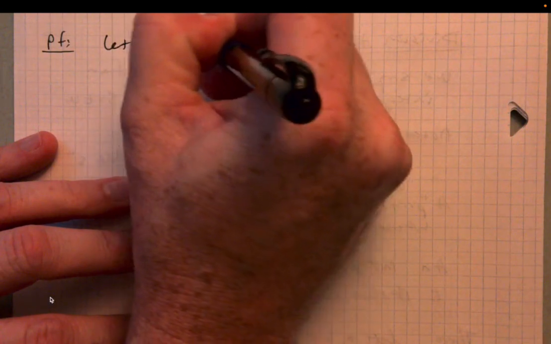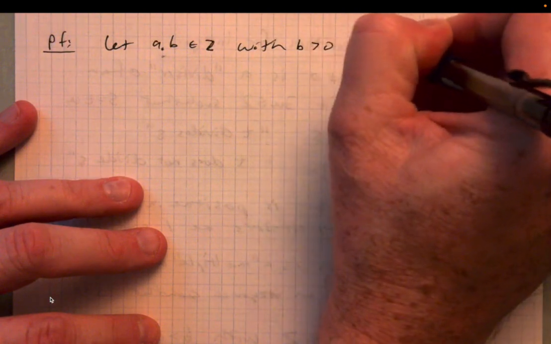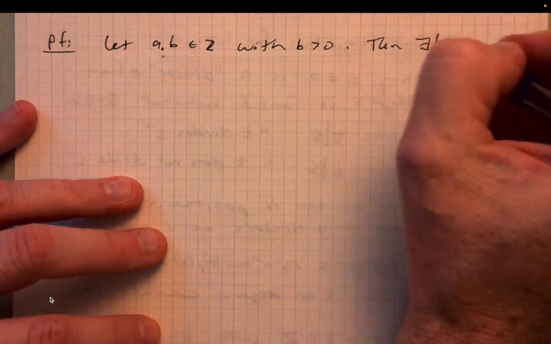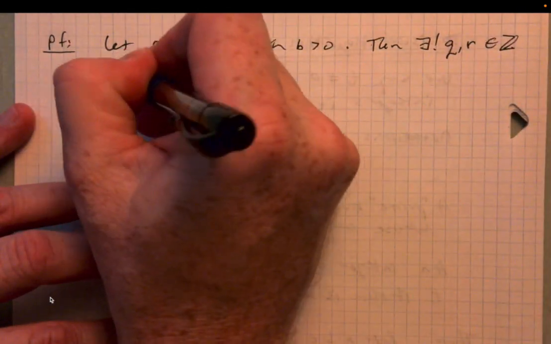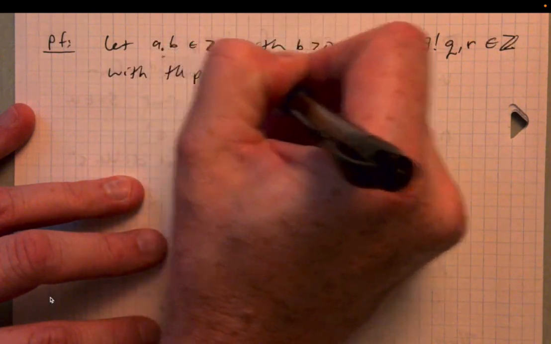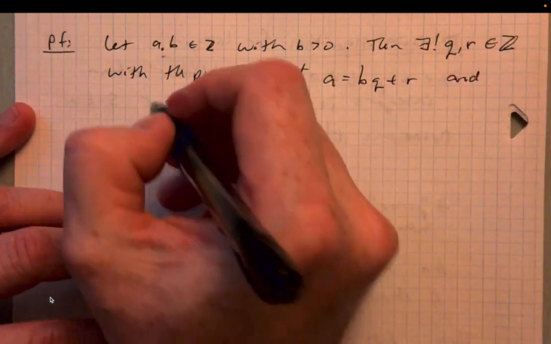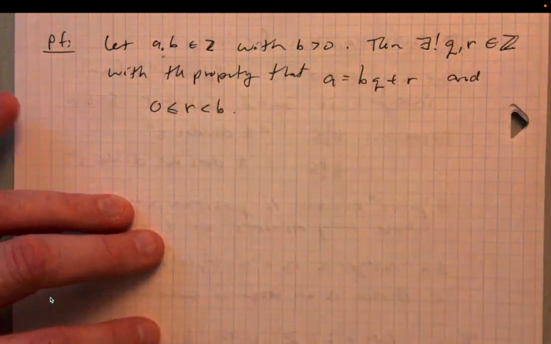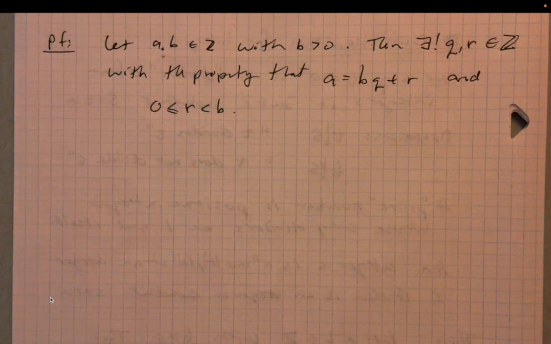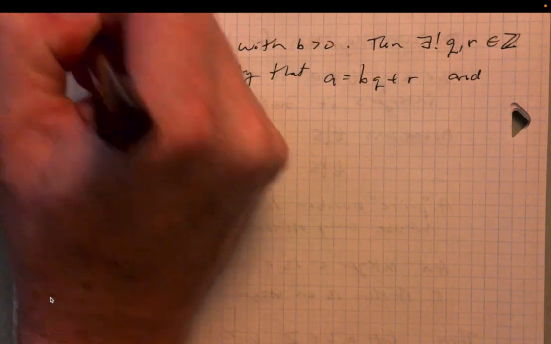Okay, so just stating it one more time, let a and b be integers with b greater than 0. Then there exists a unique q and r, integers again, with the property that a equals b times q plus r, and this r is between 0 and b. Okay, so that's the division algorithm, the statement. That's the theorem. And let's go ahead and prove it.